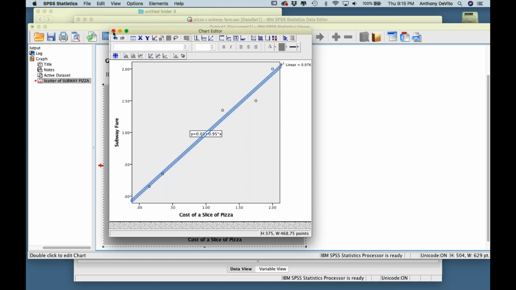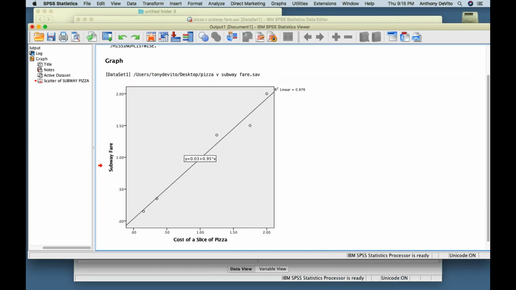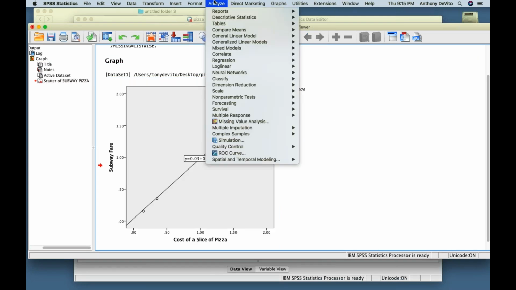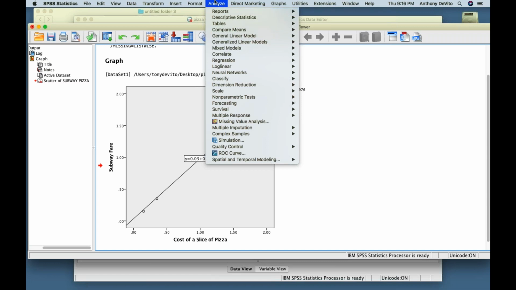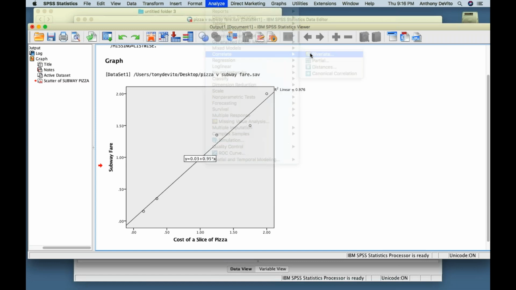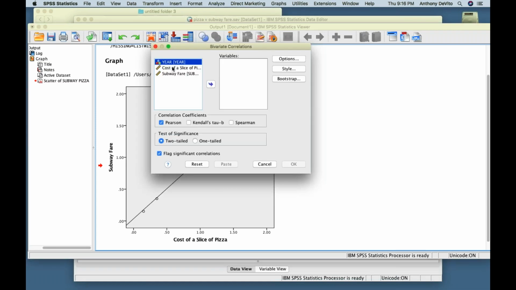So if I want to actually calculate the Pearson's correlation, I can use SPSS. I'm not going to go over too much of how it's exactly calculated, but we can use SPSS to calculate it. I can say analyze, correlate, bivariate, because of course we're dealing with two variables. Notice we can't click the OK sign over here. I'm going to move in the first variable, which is cost of a slice of pizza. Then I'm going to move in the second variable, which is the Subway fare.